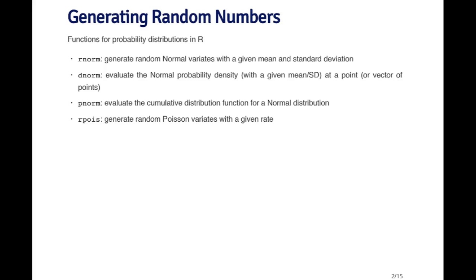There are corresponding functions for the normal distribution that can be used to evaluate the probability density, to evaluate the cumulative distribution function, and also for evaluating the quantile function. Another function for generating random variables is the rpois function, which generates Poisson random variables from a Poisson distribution with a given rate. So there are a number of functions for generating random variables from the standard probability distributions, and you can use these to run simulations.